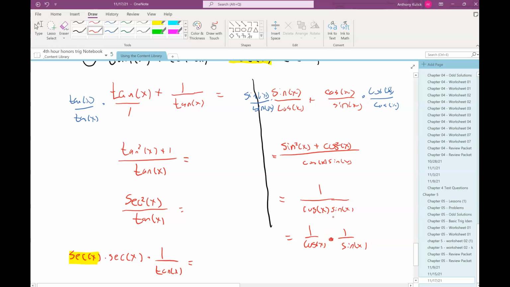And then using my reciprocal identities, we have secant times cosecant. And we're done. I think that was a bit more of an obvious route than the one that we took. But I wanted to do both, just to illustrate to you that you can do whatever you want, as long as you're not doing illegal algebra, and eventually you'll end up at the right spot.